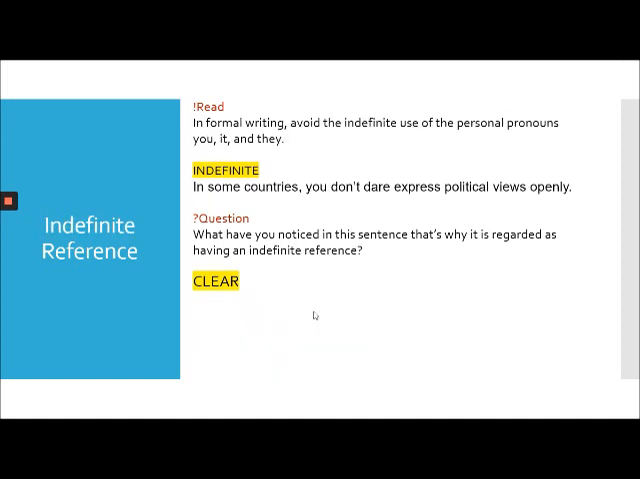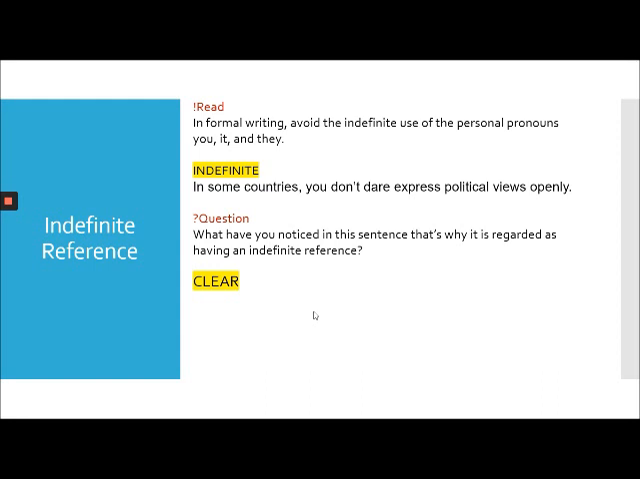Let's talk about indefinite reference. Let's read. In formal writing, avoid the indefinite use of the personal pronouns you, it, and they. Let's take a look at this example. In some countries, you don't dare express political views openly. Question. What have you noticed in this sentence that's why it is regarded as having an indefinite reference?